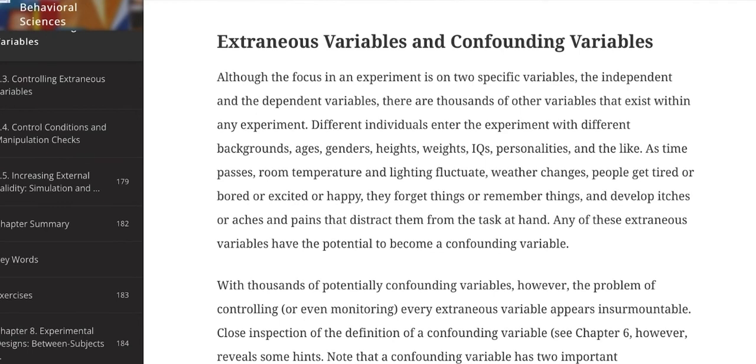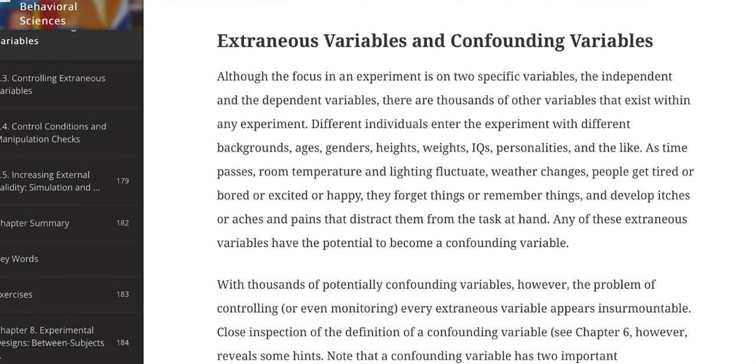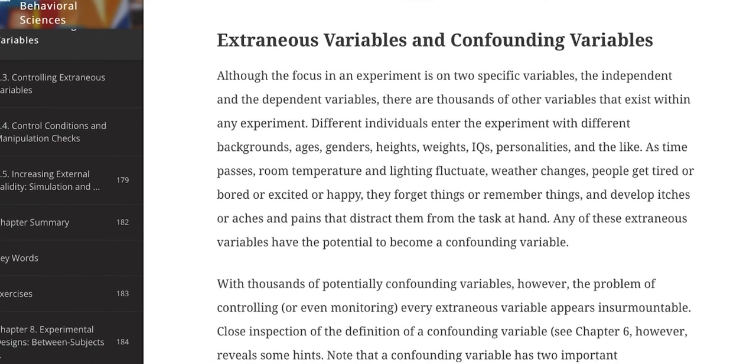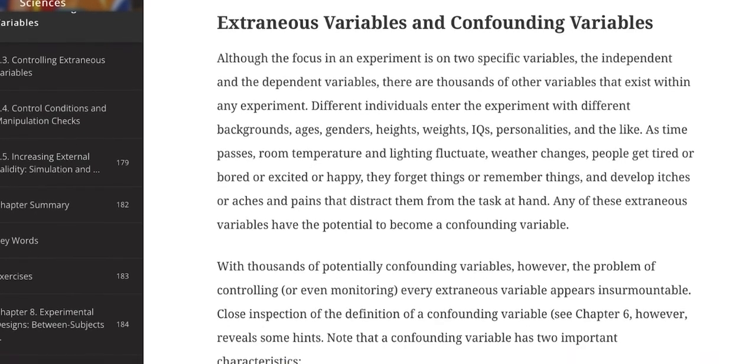So they have the potential. All extraneous variables have potential to become confounding variables, but it depends on the type of variables you're studying and what your goal is. But it also depends on whether it is actually related to or influencing the dependent variable, and whether it is related to the independent variable.